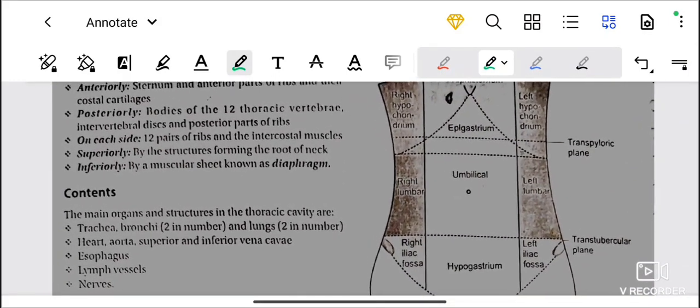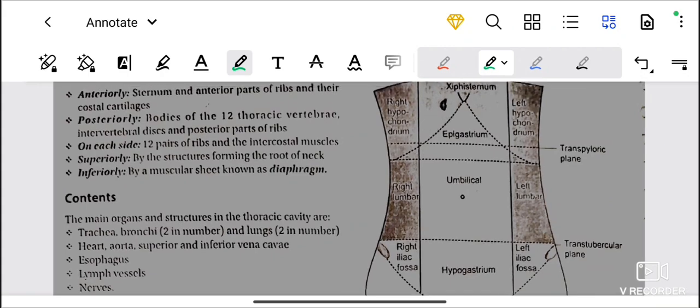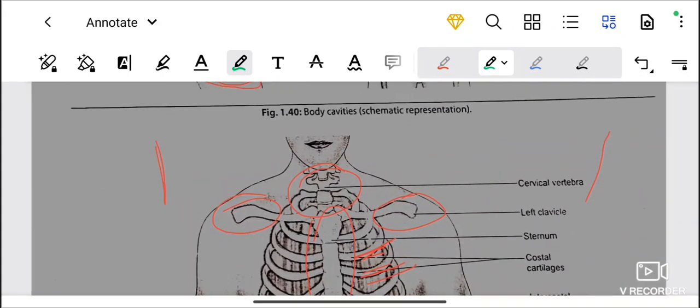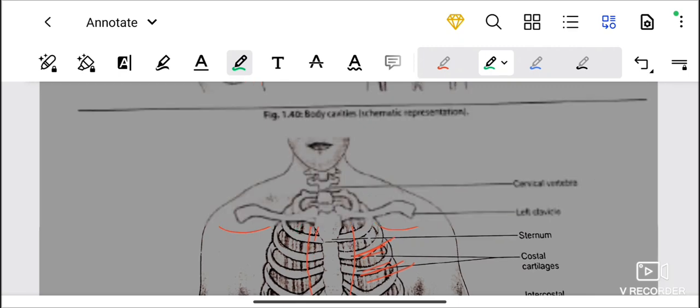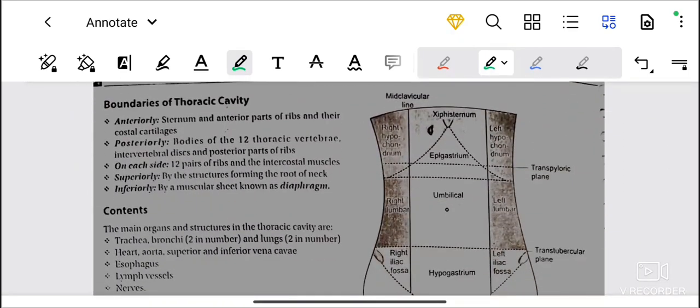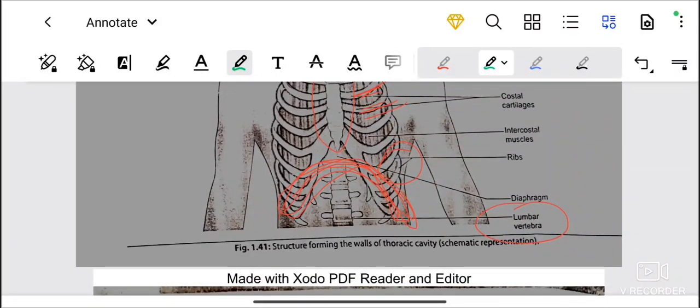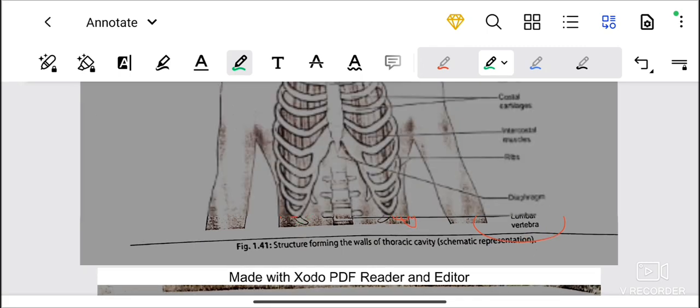And superiorly by the structure forming the root of the neck. Superiorly means upward direction, where the root of the neck will be formed. And inferiorly by the muscular sheath known as the diaphragm. Inferiorly, this is the muscular sheath; we can see the diaphragm here.